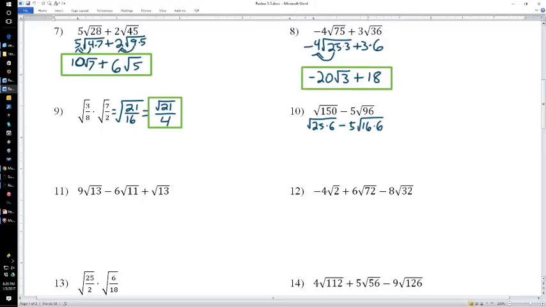So square root of 25 is 5, so 5 on the square root of 6. Square root of 16 is 4. Multiply that by the 5 out front, so that's negative 20 on the square root of 6. All right, now this time I do have the same radical, so I'm going to go ahead and combine those together. So 5 minus 20 is negative 15. Negative 15 on the square root of 6 is your answer.